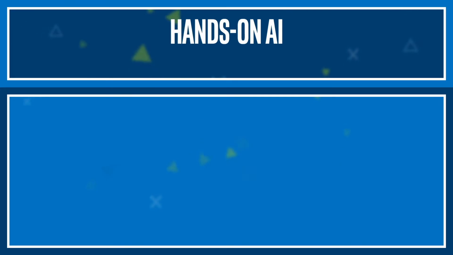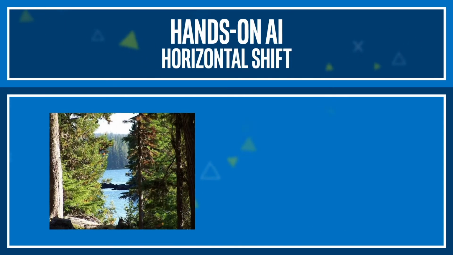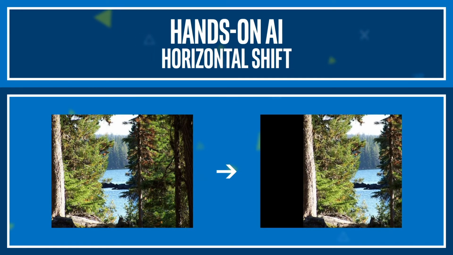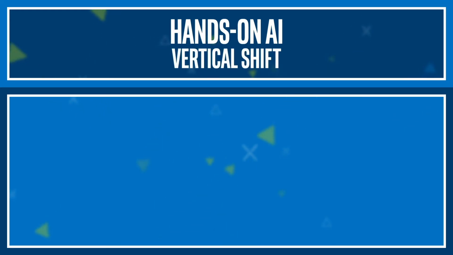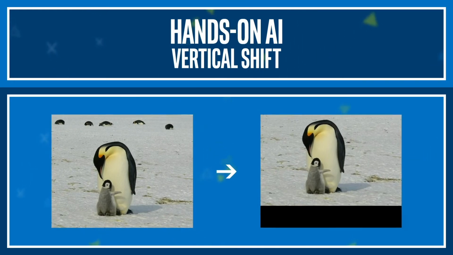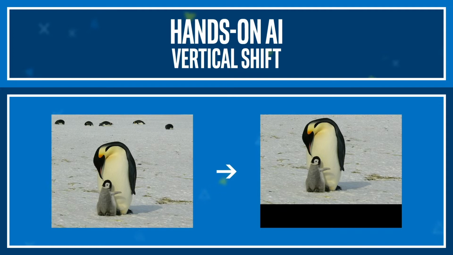The next transformation we will cover is the horizontal shift. Horizontal shift slides the image to the right or to the left. A similar transformation is the vertical shift, which shifts the image along the vertical axis, either up or down. The parameter through which we can control the range of shift is called the height shift generator and is measured as a fraction of total height.